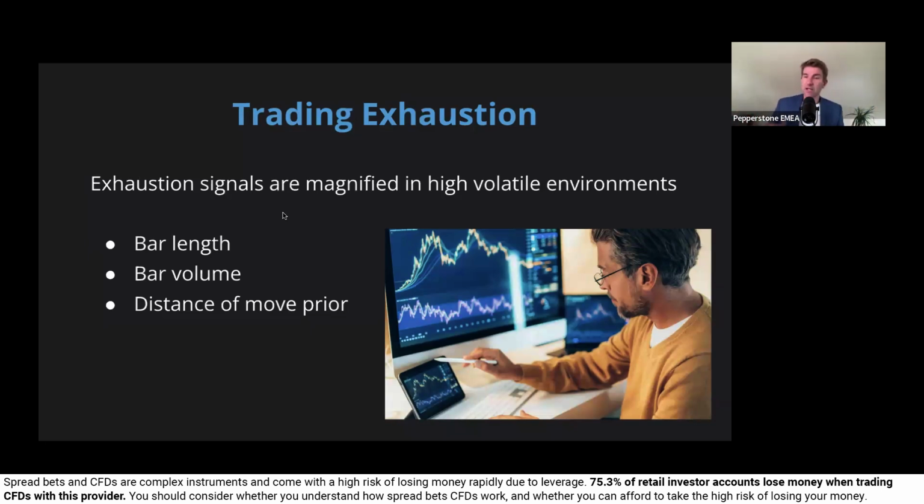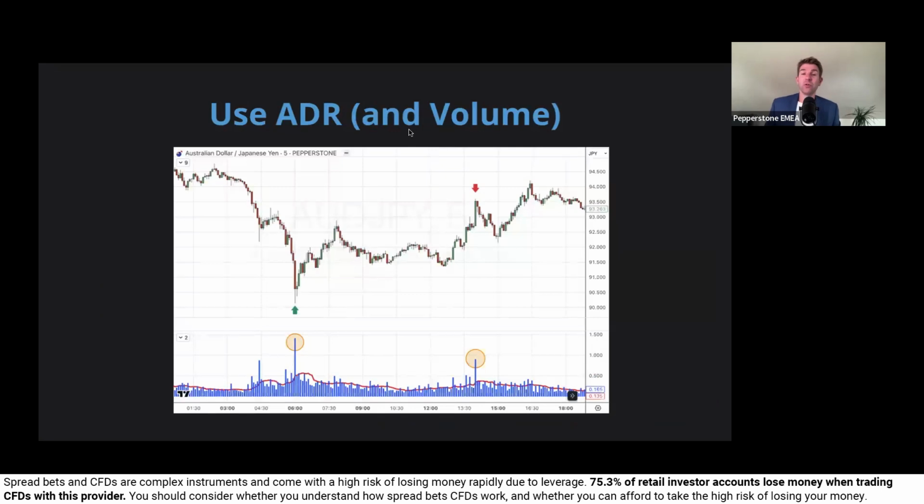Higher time frame money, institutions are playing around with it, algos are playing, retail traders are playing. All the participants are watching and getting involved. So exhaustion, think of these three things: bar length, bar volume, distance of move prior. Is that good English? Yeah, fine for a trader. Right, so setting this up, use ADR and volume.